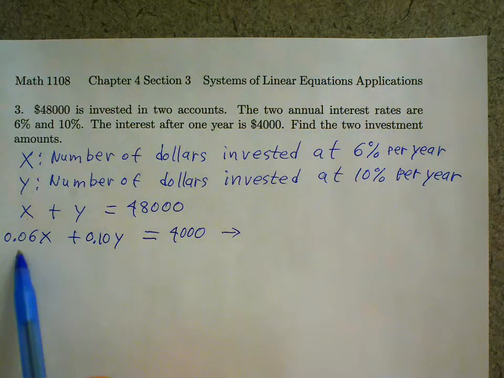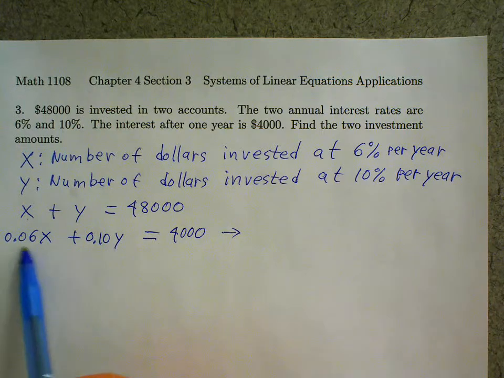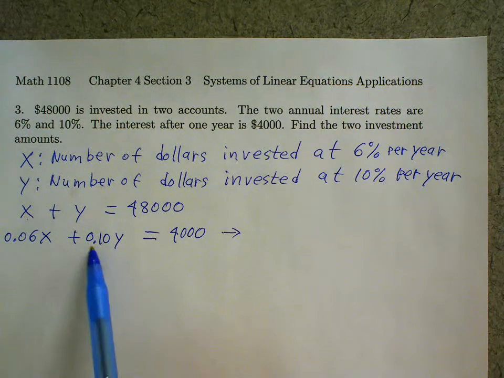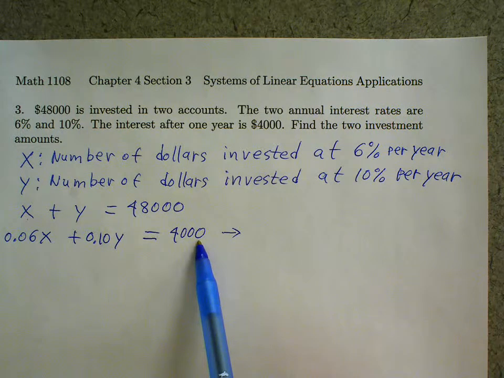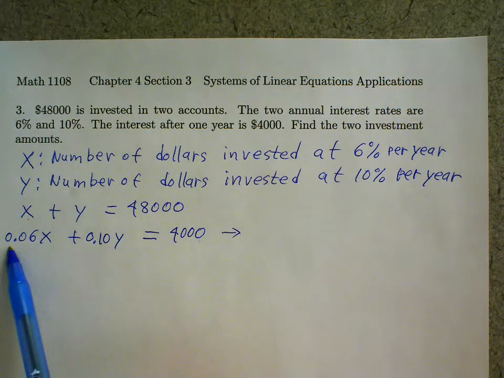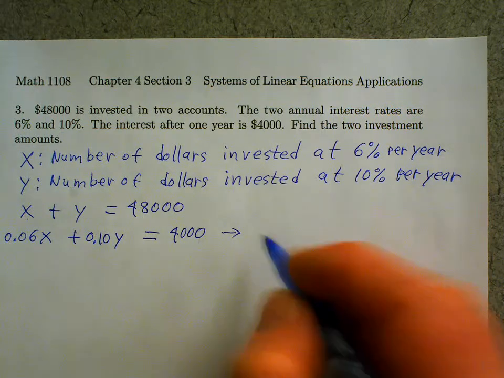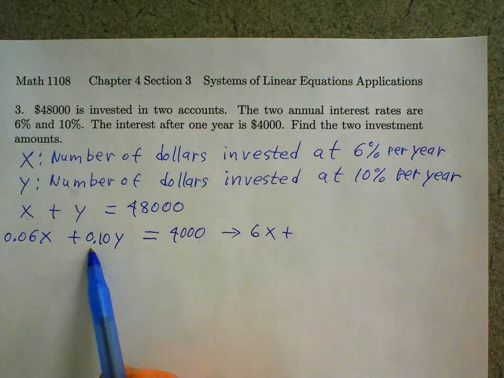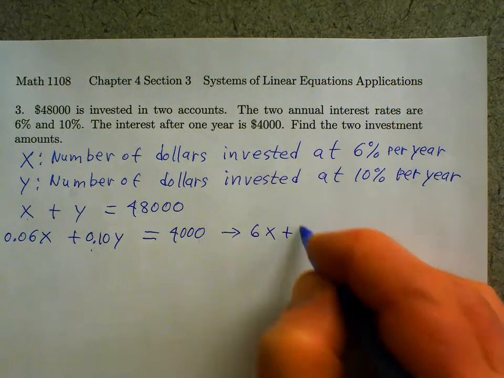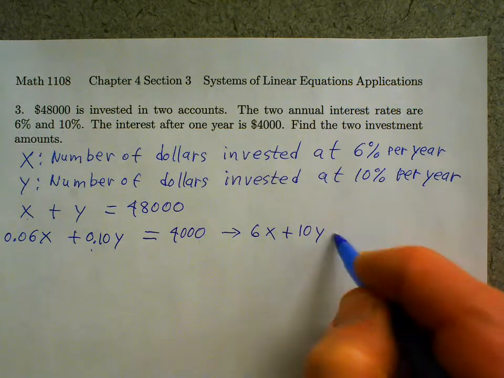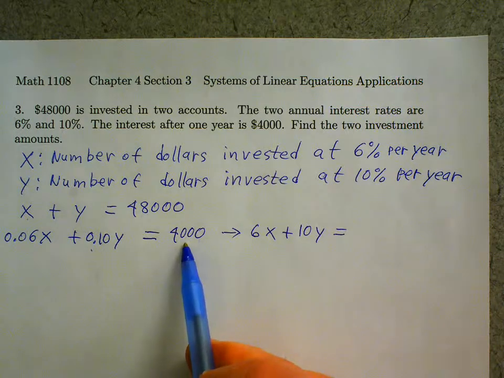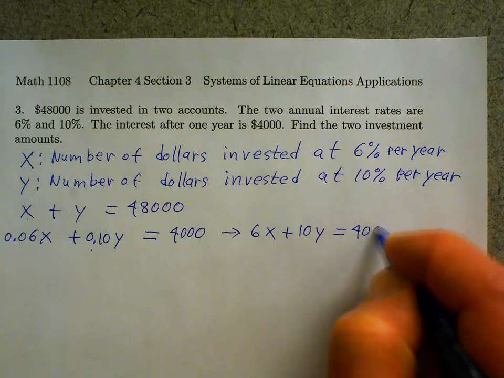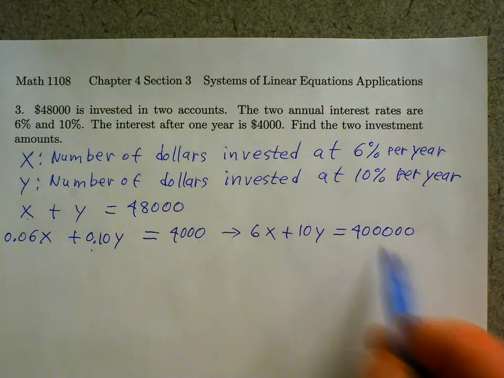If you are interested in getting rid of the decimal numbers, you can do that. If we multiply every term on both sides by 100, 100 times 0.06x is 6x, and 100 times 0.10y is 10y. And then on the right-hand side, multiply 4,000 by 100. We get 400,000.